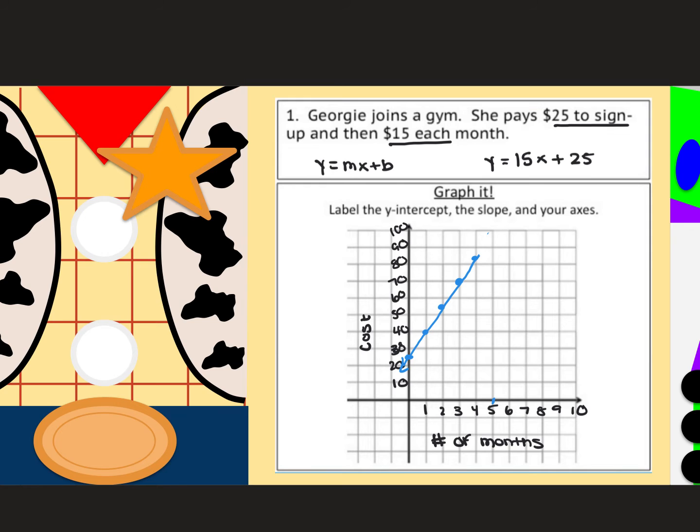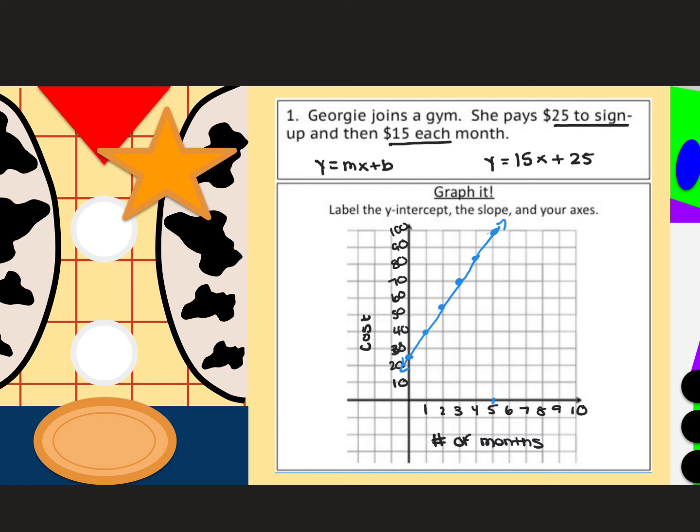Starting here at 85, of course, if we add on 15, that takes us up to 100 and over 1. All right, so looking at our graph, we can see that after 5 months, she would have paid $100. So in that third box, you're going to put that she paid $100 after 5 months. So that's being able to interpret the graph.